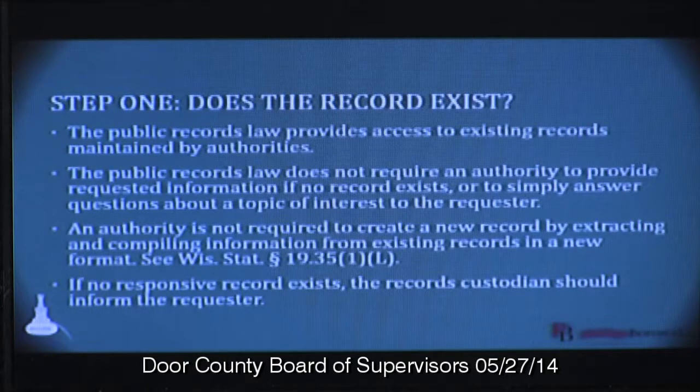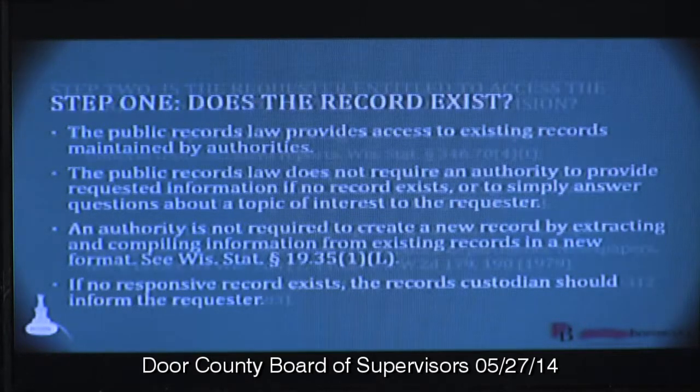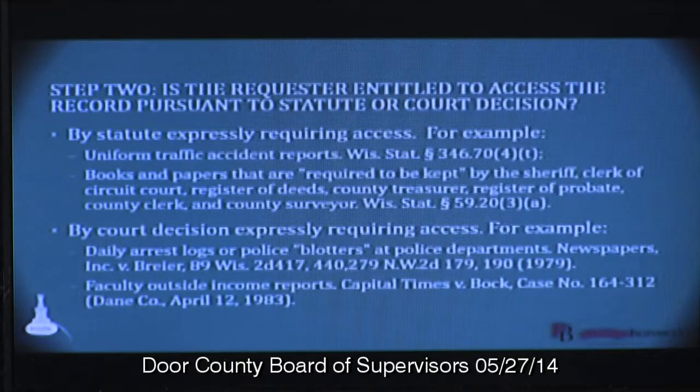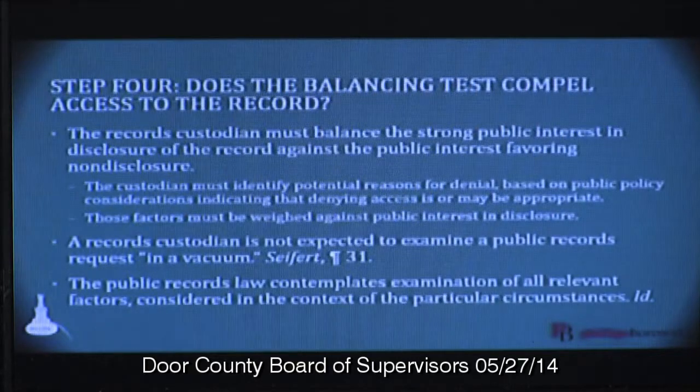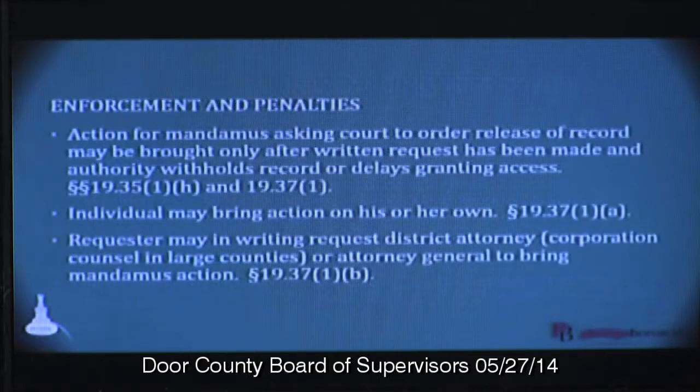We have in this presentation, which will again be made available to you, the steps that you follow in responding to a records request. Step 1, does the record exist? Step 2, is the requester entitled to access the record by statute or by court decision? Step 3, is the requester prohibited from accessing the record by statute or court decision? And step 4, does the balancing test compel access to the record? So you go through all four of those steps in determining whether to grant access to a particular record.